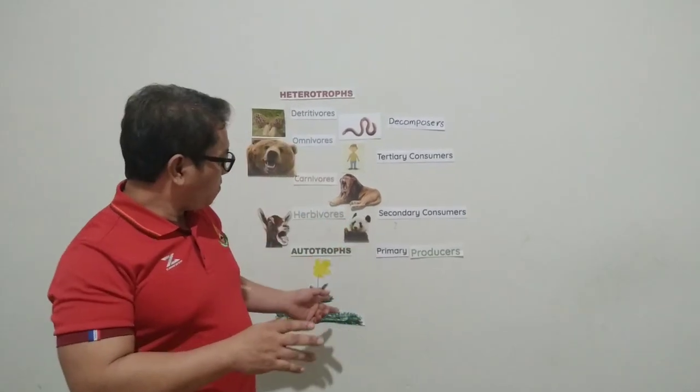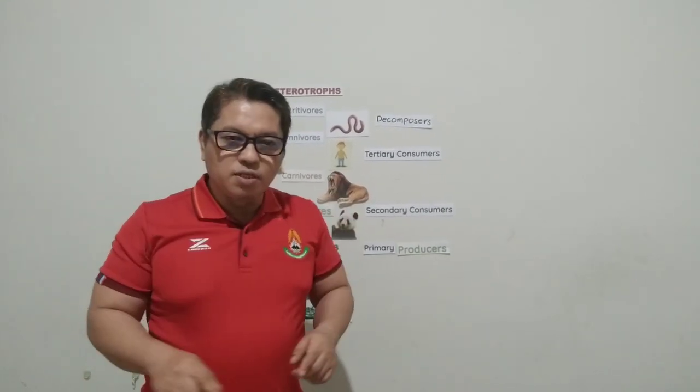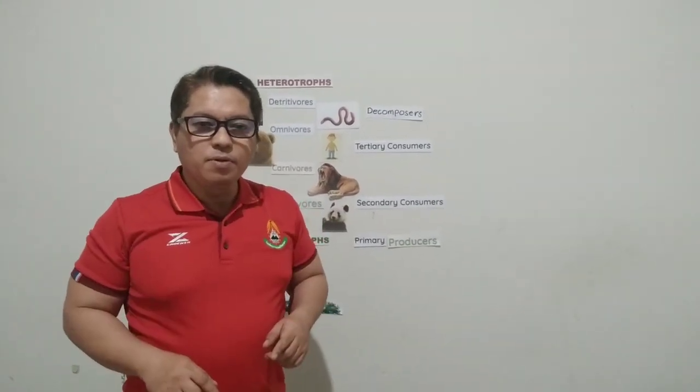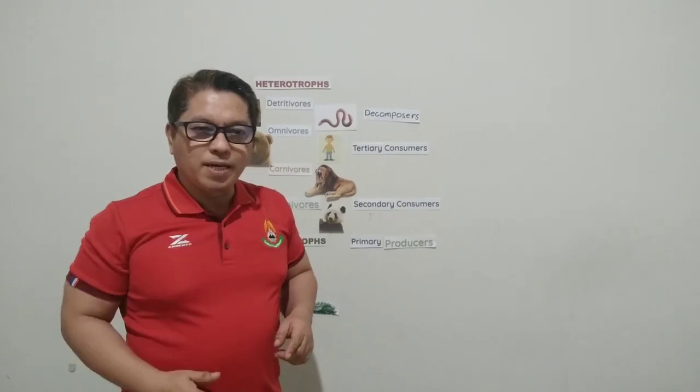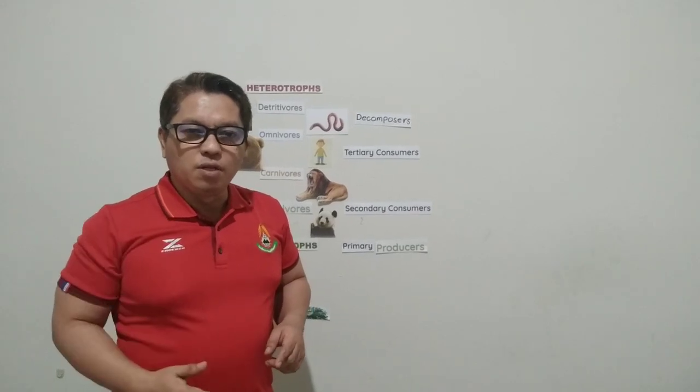For your assignment, you're gonna make your own animal food chain. Okay, you can follow the same pattern as I did, and you write it on a A4 bond paper, and you pass it next week. That's for your individual assignment.